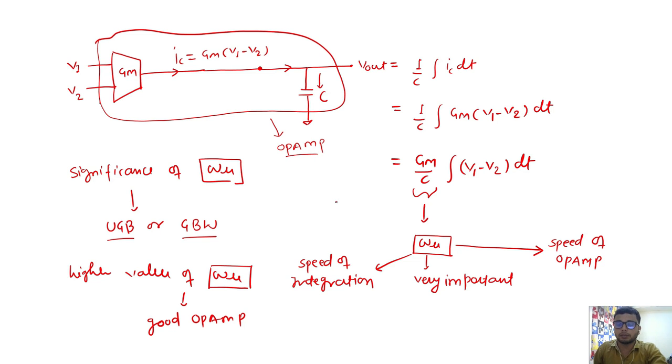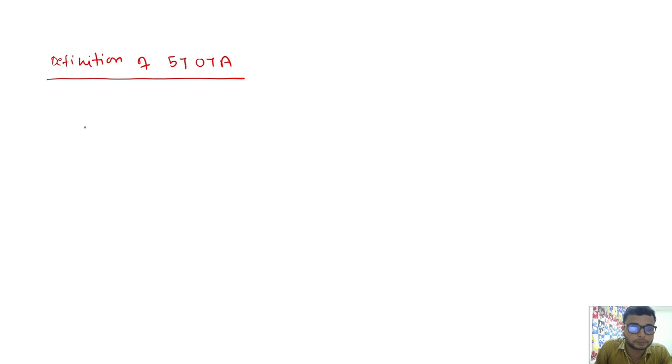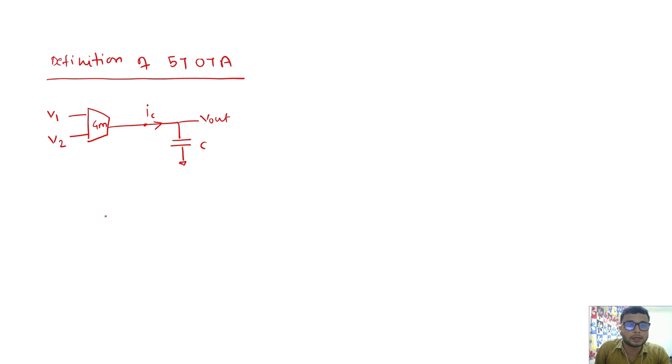Now we'll switch to transistor level, how this GM block can be implemented. So we will land at the definition of 5 transistor OTA from this GM block. This GM block has a capacitor, and this is my output voltage, which is nothing but an integration of this current, which is nothing but the difference voltage times this GM. So this GM block we can implement on transistor level like this.